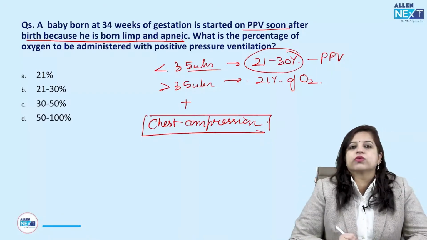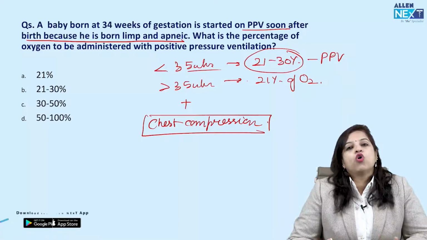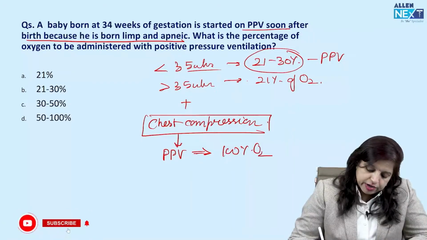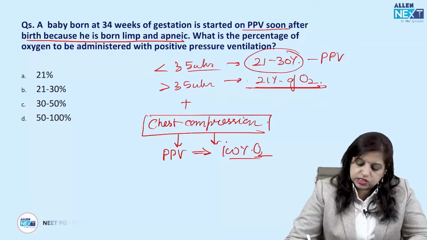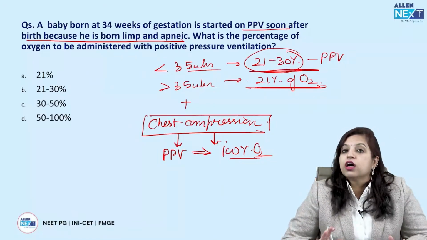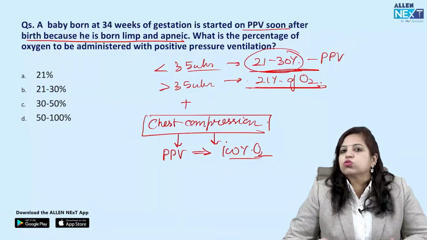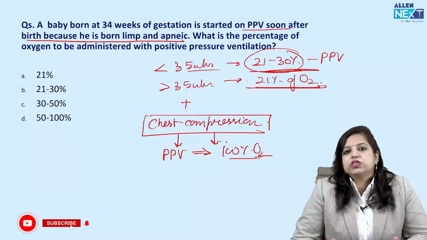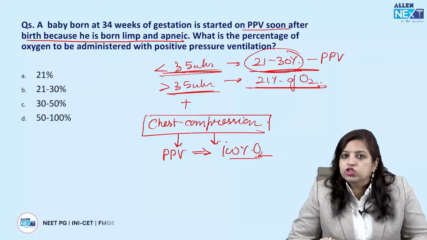Tomorrow they can ask you this question: with chest compression, what percentage of oxygen will you give on positive pressure ventilation? Then you will say, with positive pressure ventilation, I am going to give 100% oxygen. The moment you start chest compression, you increase this straight away to 100%. With chest compression, there is no 21% or 21 to 30%. But of course, before that, when you are giving only and only positive pressure ventilation, then you have to decide as per the gestation of the child, right?